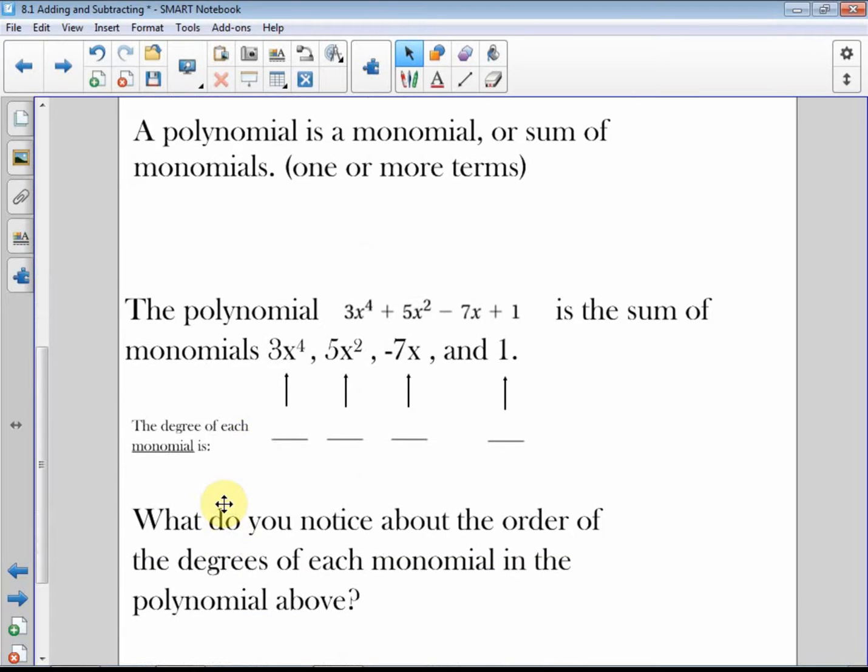So, just as a refresher, let's talk about the degree of each of these monomials, and you'll see why we're doing that in just a second. The degree of the monomial 3x to the 4th is 4. The degree of 5x squared is 2. The degree of 7x is 1. And remember, the degree of a constant is 0.